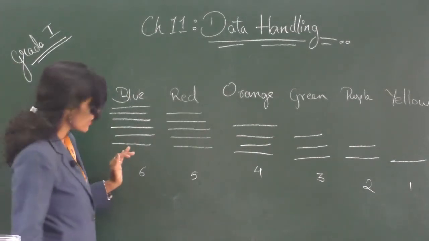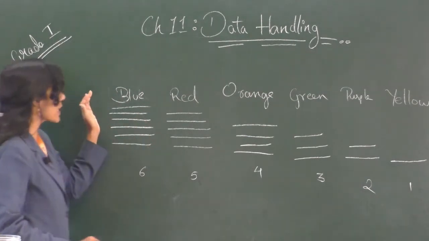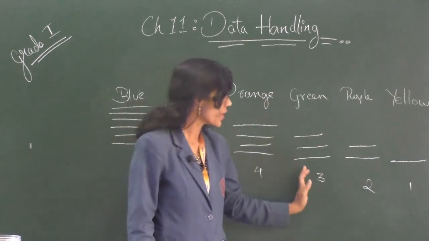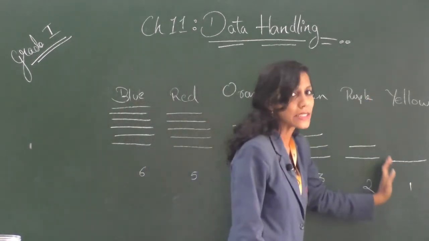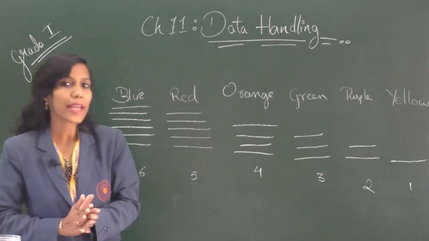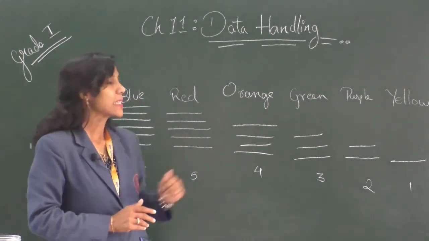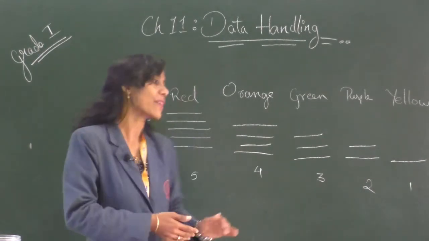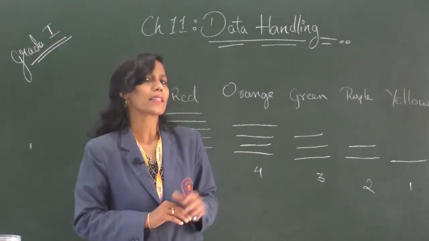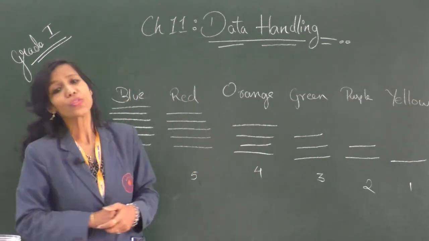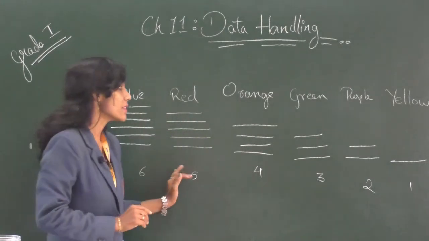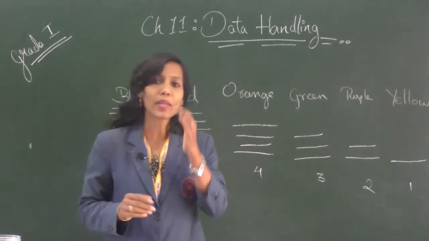Isn't it easy, right? So the color blue, we have 6 sticks, red 5, orange 4, green 3, purple 2 and yellow 1. So thank you so much that you helped me out for segregating these sticks and writing down the number of sticks which were available under each color. So by now you have got an idea what our chapter is all about. Yes, our chapter deals with data and how we handle them.